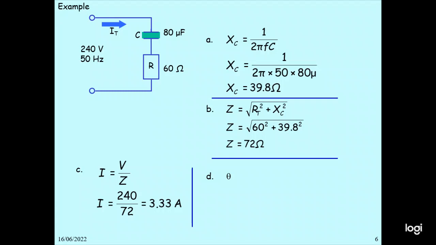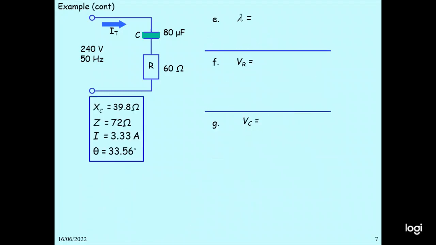Current I equals V by Z, so 240 by 72, 3.33 ampere. And theta equals tan inverse of XC by R, so tan inverse 39.8 by 60, you get 33.56. Also we have to calculate the power factor. So lambda is the power factor. In this case, XC is 39.8, Z is 72 ohm, I is 3.33 ampere, theta 33.56. Lambda has to be calculated: real power divided by the apparent power, P by S.